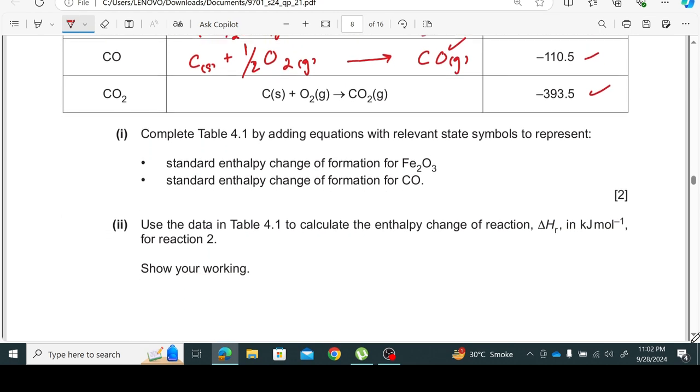Complete table 4.1 by adding equations with relevant state symbols. Okay, I already mentioned state symbols. The standard enthalpy change of formation of Fe2O3 and the standard enthalpy change of formation of CO. Use the data to calculate the enthalpy change of reaction in kilojoules per mole for your reaction.